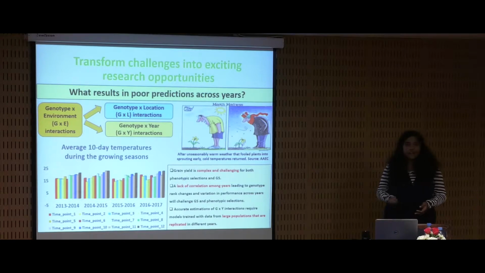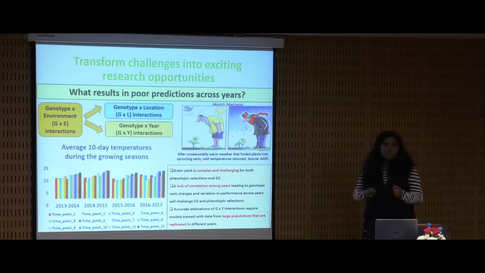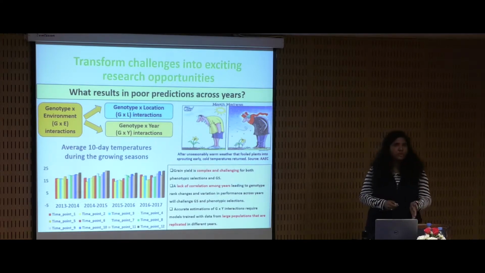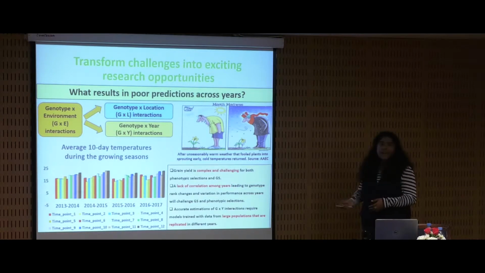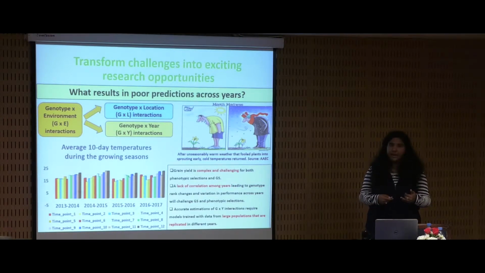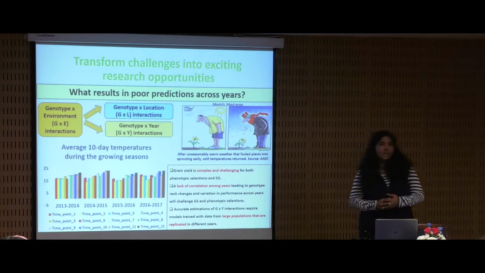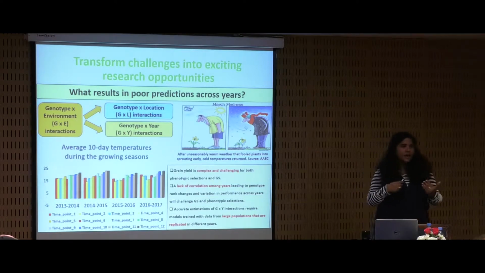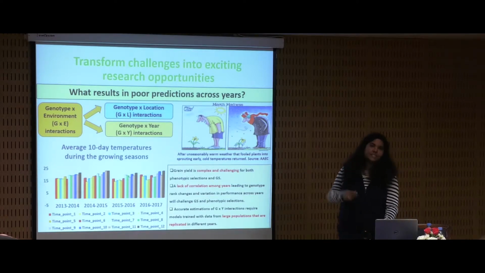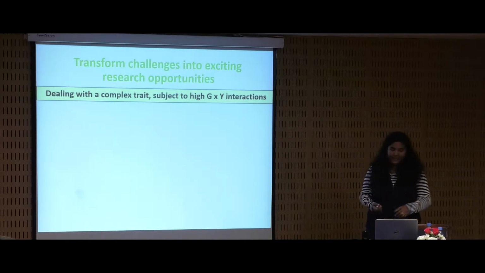So here's what I concluded here. Grain yield is going to be complex. It is complex and it is challenging, but this applies to both phenotypic selection and also genomic selection. And if you have a lack of correlation among the years, then it's certainly going to affect our ability to predict these lines. And accurate estimations of G by Y interactions will require nurseries being replicated in different years so that you can get a sense of how much is the G by E interaction, which sometimes you do not have in a breeding program. And that's something that we really need to focus on, to train our models with good replicated data.